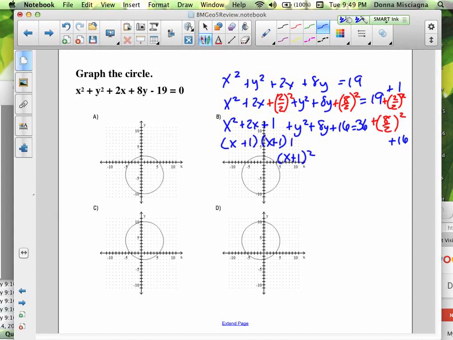And y squared plus 8y plus 16 is y plus 4 times y plus 4. So notice it's just half of your b term. And we could rewrite that as y plus 4 squared, and then that equals 36. So we have our equation.